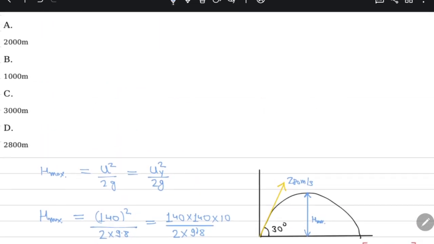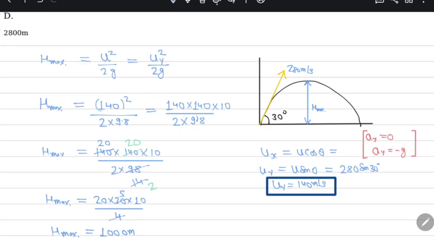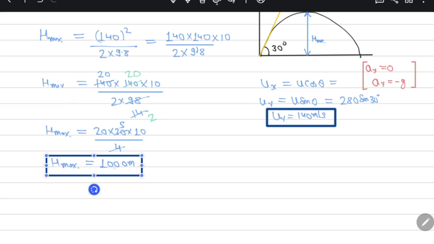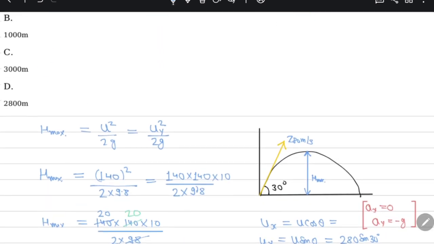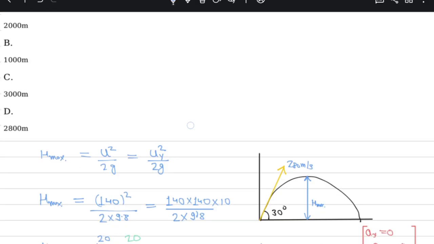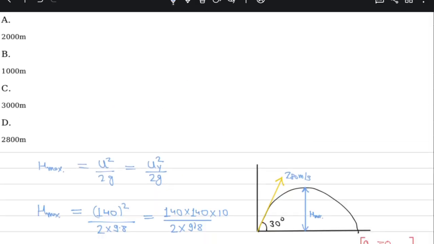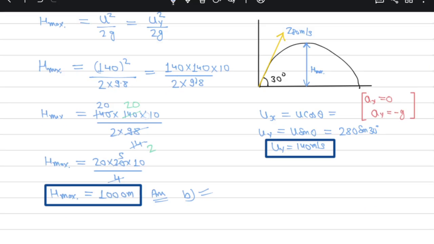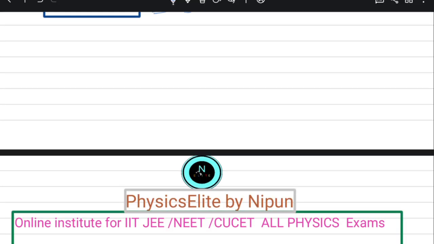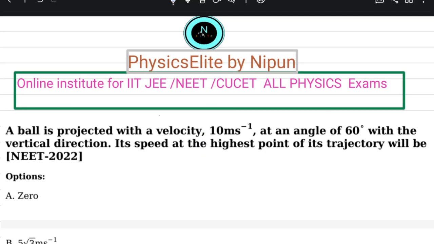So which option is correct? Option B. So 1000 meters is our correct answer. Option B is correct. Right? You understand now? In this question, should I repeat again, or do you understand? In this projectile motion, they are saying that they are projecting a gun at an angle of 30 degrees from the ground at a speed of 280 meters per second, and they are asking the maximum height of the projectile. Right? So shall I do the next question?